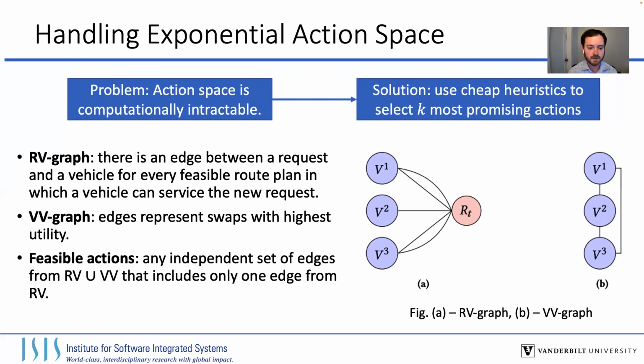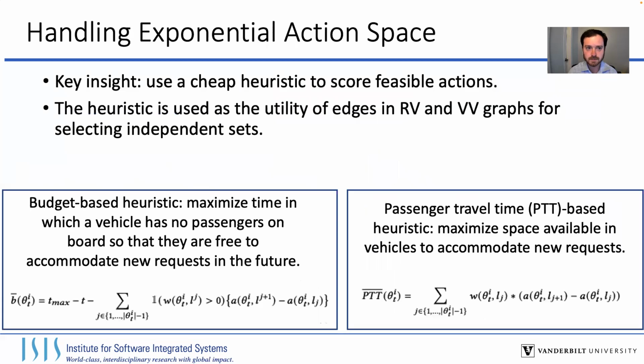In this case, a feasible action can be defined as any independent set of edges from the union of the RV and VV graphs that include only one edge from the RV graph. Our key insight is to use a cheap heuristic to score feasible actions. The heuristic is used as the utility of edges in the RV and VV graphs for selecting independent sets.